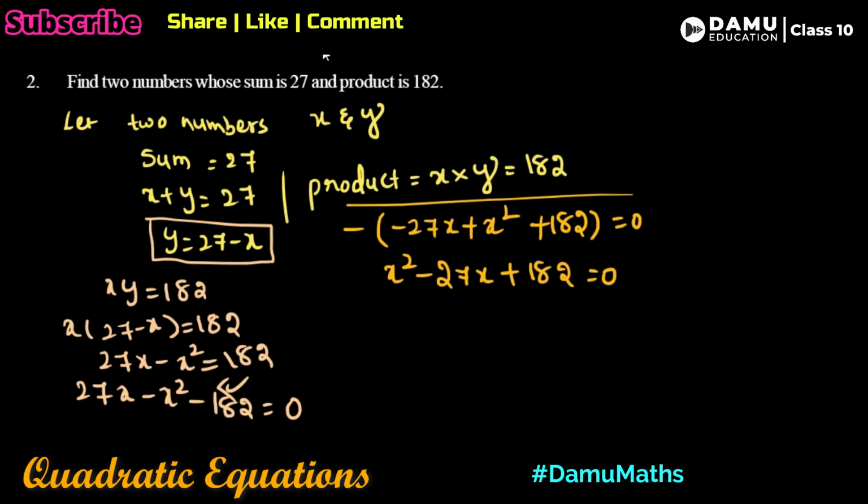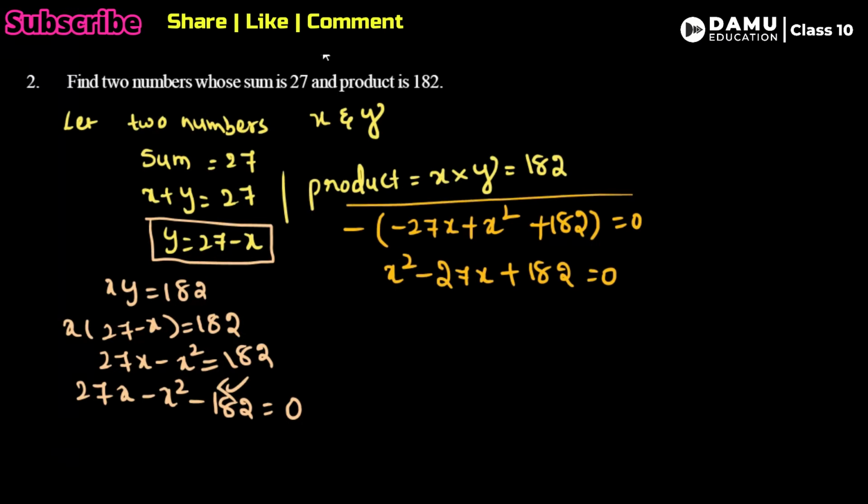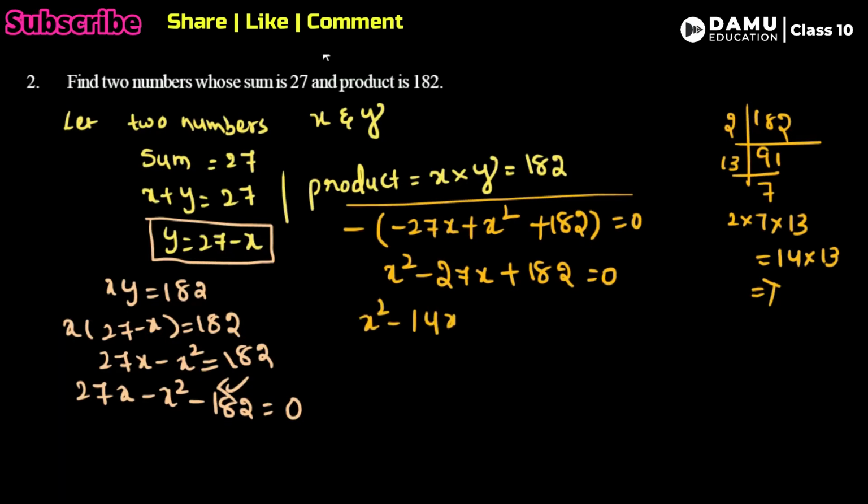So what is this expression? x square minus 27x plus 182. We can write 182 as 13 into 14. If you divide 182 into prime factors, 2 into 7 into 13, so 14 into 13. If you add these, we get 27. So let's write this as x square minus 14x minus 13x plus 182.